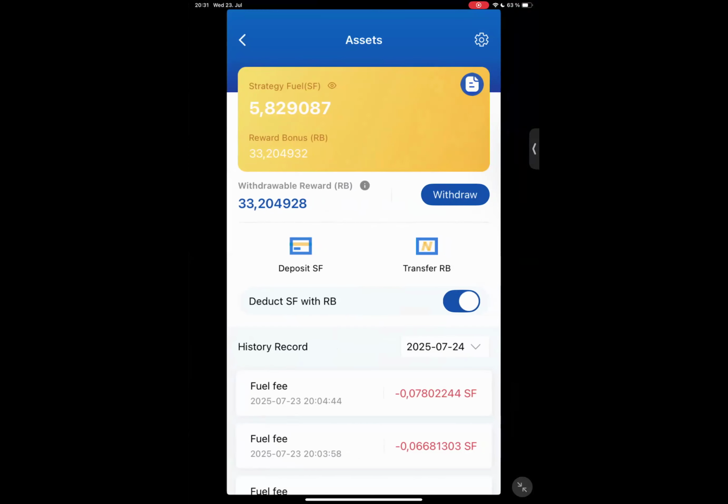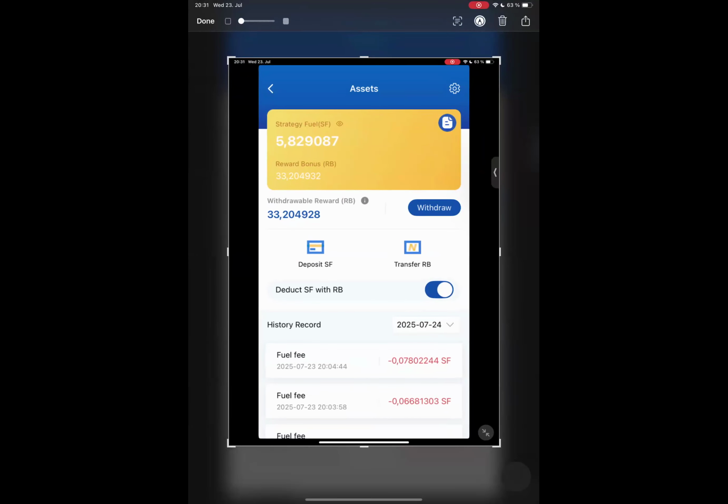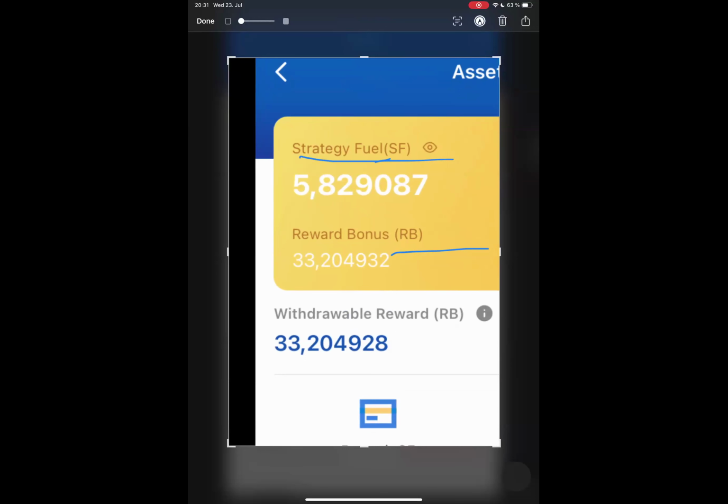Now let us tap on assets. Yesterday, some people were asking, what is SF? Today, I got another person asking, what is RB? So you can see strategy fuel, the abbreviation is SF. Now let me talk a little bit about strategy fuel. Your fuel fees that they'll be deducting plus your activation fees. Once you deposit for the first time, it falls under strategy fee. So that is why you don't have to deposit a huge amount over here.